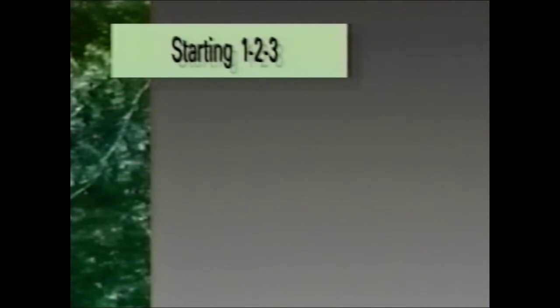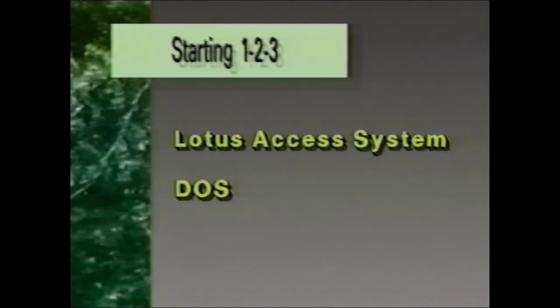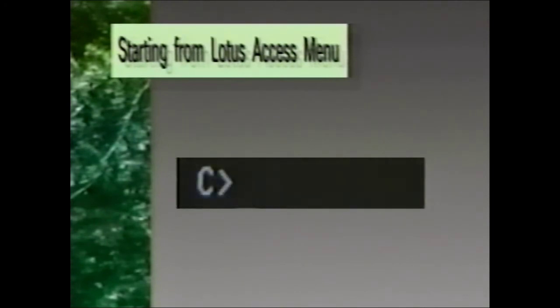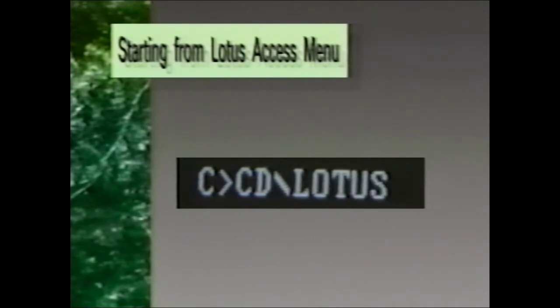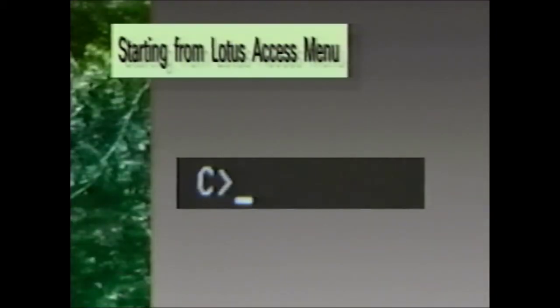Lotus can be started in two ways, from within Lotus's access system or from DOS. To start Lotus from the 123 access system, change to the drive on which the program is stored, most likely the hard drive C. At the prompt, change to the Lotus subdirectory by typing cd \Lotus and press the return key. To load the access system menu, type Lotus and once again hit the enter key.